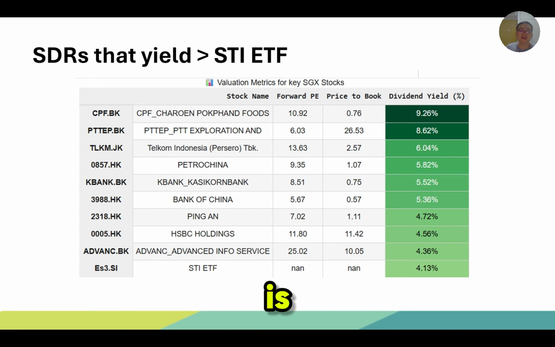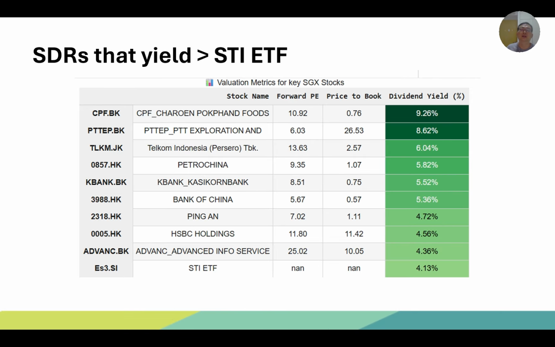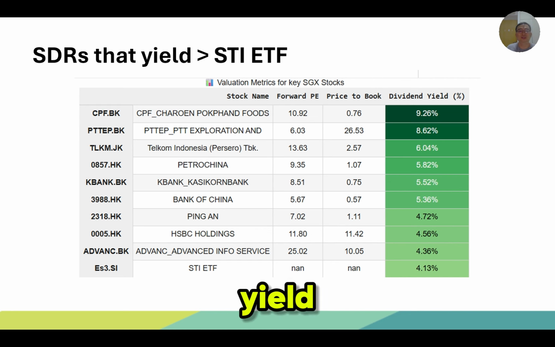Okay, now what I've done is I have ranked all the SDRs, and I show that there is a significant number of these SDRs that can produce a better cash flow than the STI ETF. And at the top is your current pork fund foods. All right, the dividend yield is relatively high, but double check. This is from Yahoo Finance. Information might not be too accurate.